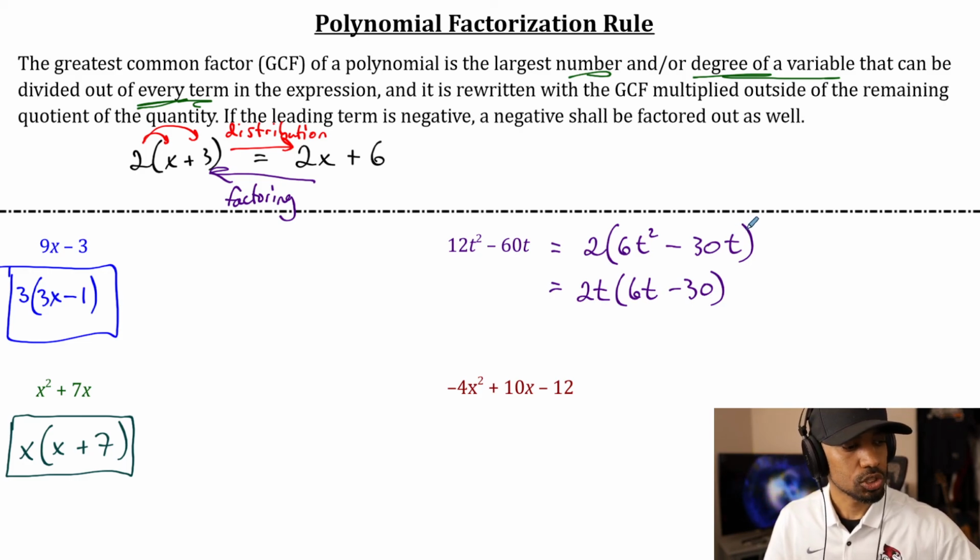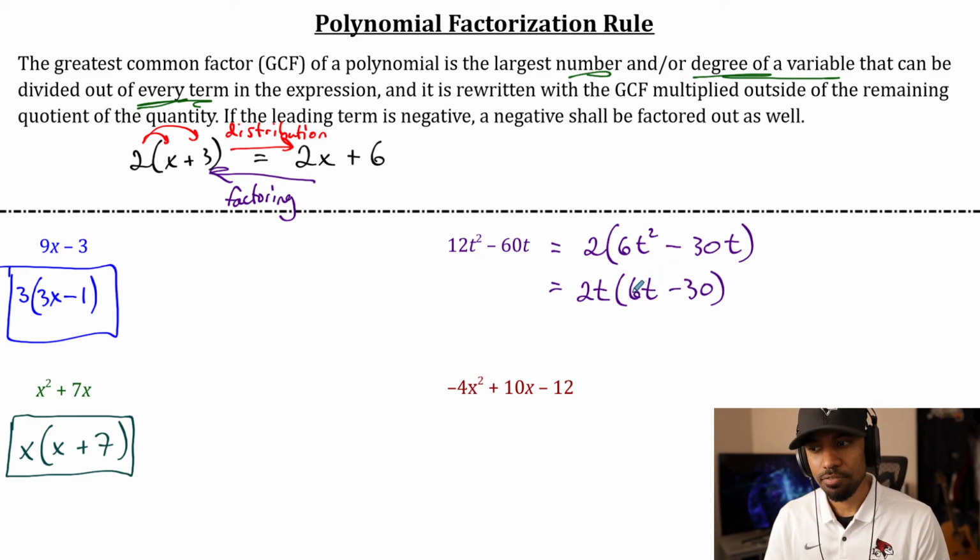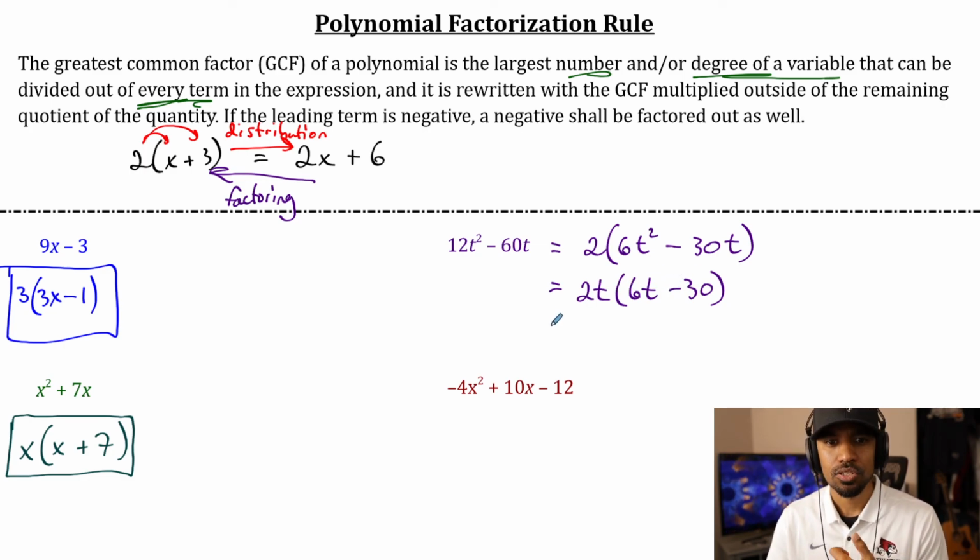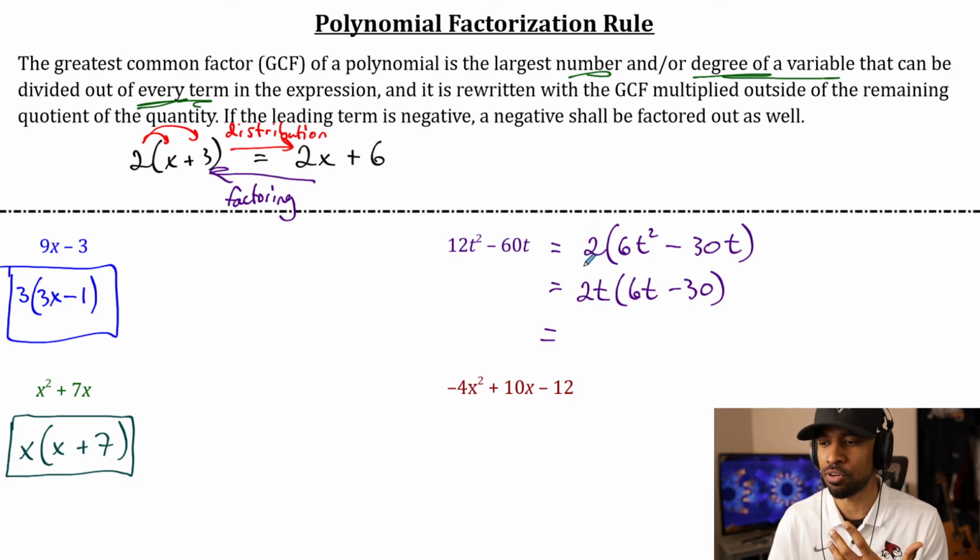Okay. Next one right here is, I can still divide these 2 numbers by 6, right? A 6 can still factor out. So let's factor a 6 out of here. But remember, when I factor a 6 out, it's factored out with the 2 that's outside of here as well.